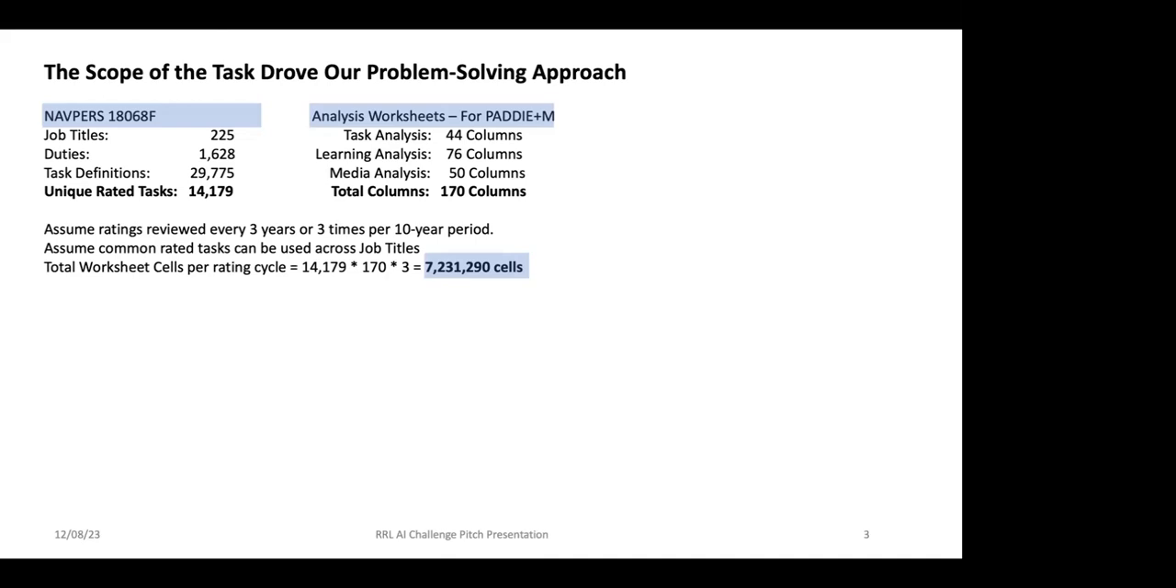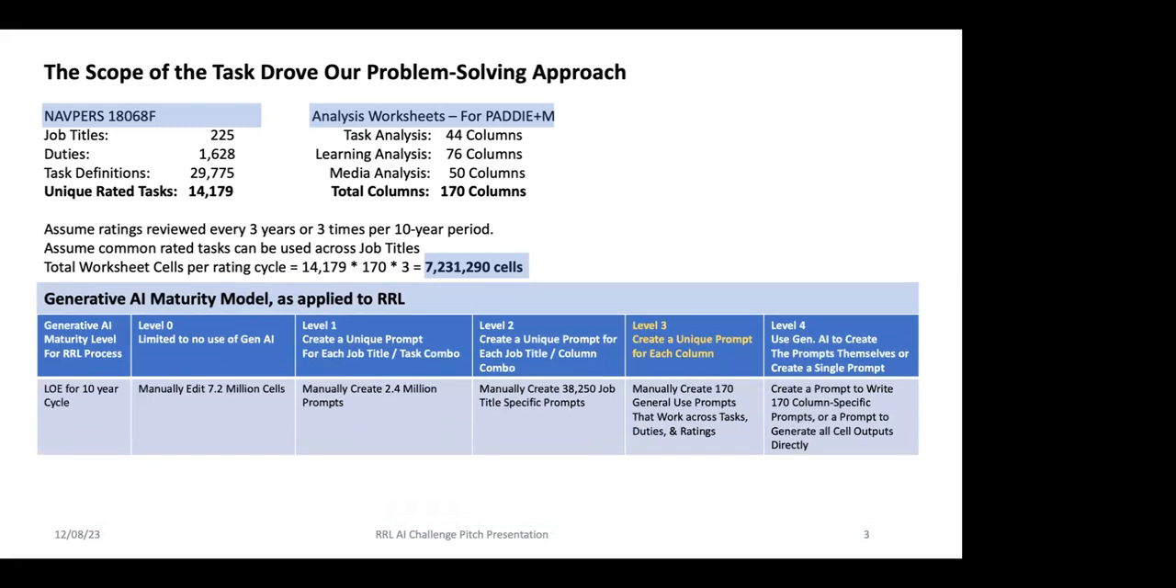If you take a look at how you multiply together the number of different tasks that you have and all of the different artifacts, 170 columns across these 3 worksheets, for example. And if you make some other assumptions, like how often do you have to generate a complete set of PADM artifacts for all of these different job titles and ratings, and make an assumption about how much reuse you could get, you come up with a pretty large number. So here we're showing about 7 million different cells to be generated. And so how do you get at that?